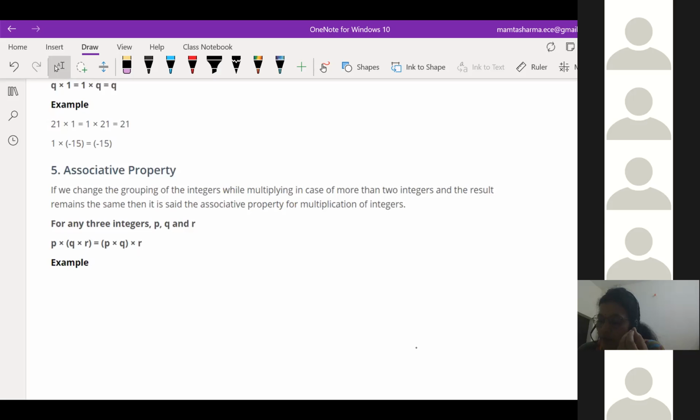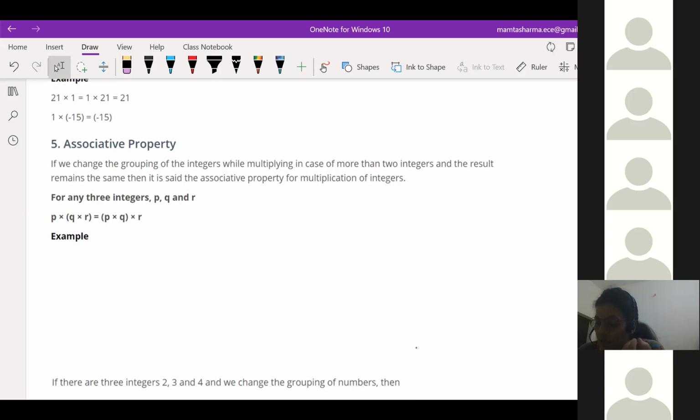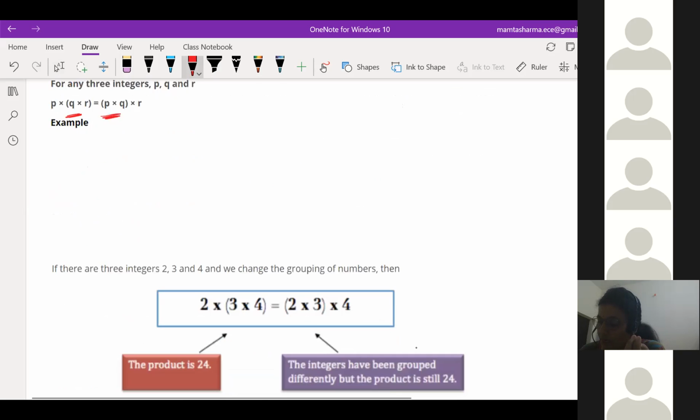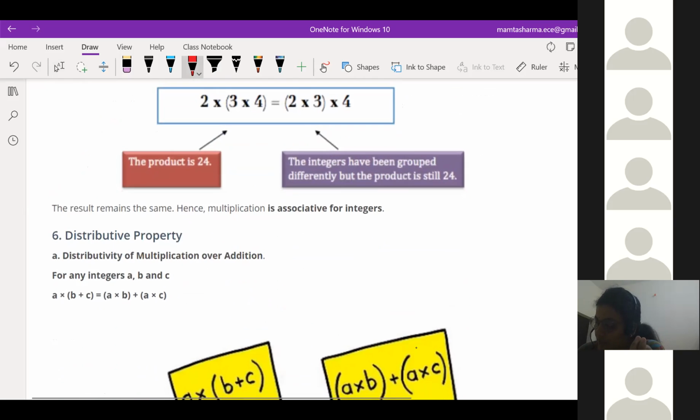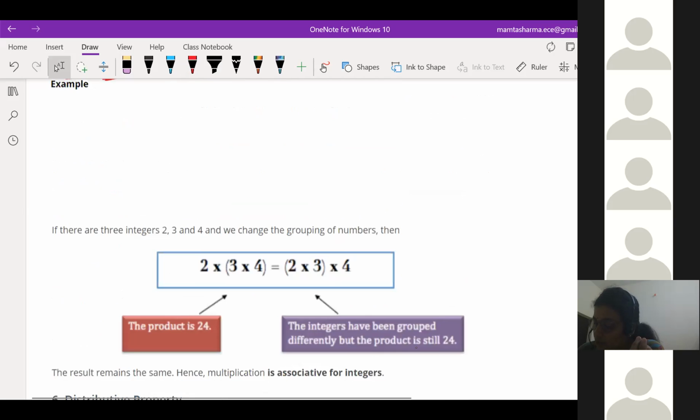Associative property. P into Q into R would be, if we change the grouping, the result will remain the same. That is, P into Q close bracket into R. That is the associative property.